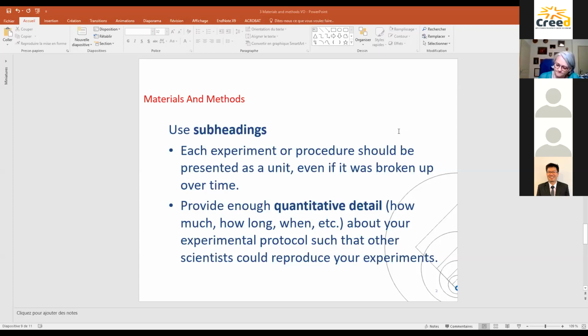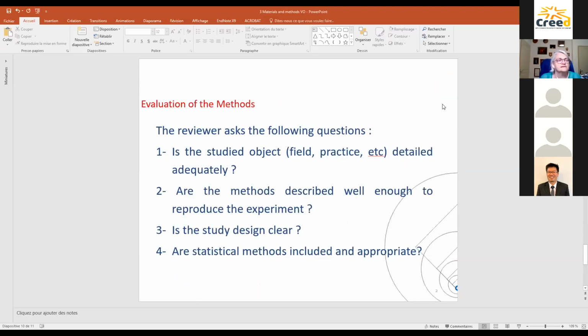And so, where are we? Voila. When I review methods sections, I have some questions that I pose in my head, and I think, okay, is the object that has been studied detailed adequately? Do we know what they were doing? Do we know how they did it? Are the methods described well enough to be replicated?